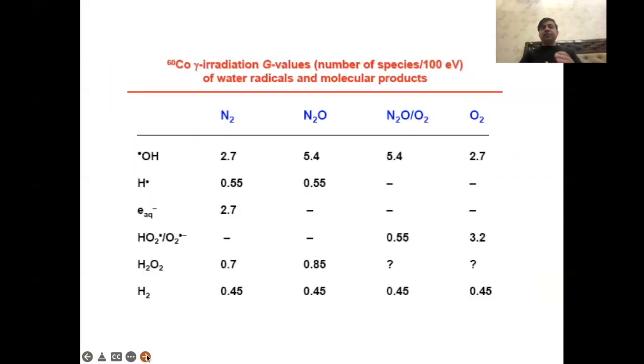So, a typical experiment, for which I have taken a sample from the data. If you expose to gamma radiation, and if you wish to quantify these free radicals, hydroxyl radical, hydrogen radical, solvated electron, peroxyl radical, superoxyl radical, in G values, which is the number of species per 100 electron volt, what are their G values in respect to different conditions? For example, if nitrogen is the case, then we can see that the highest G values are for the hydroxyl radical and the solvated electrons.